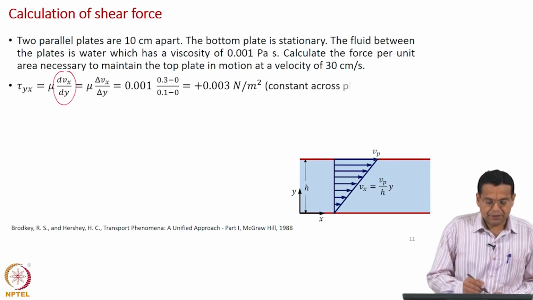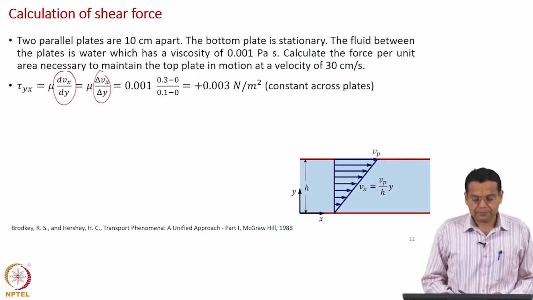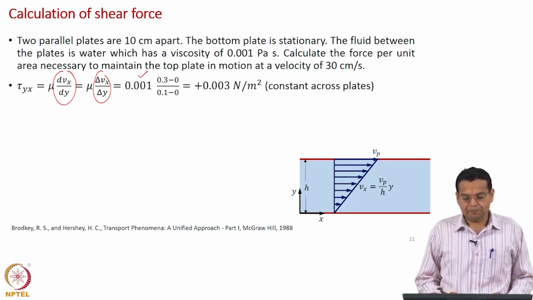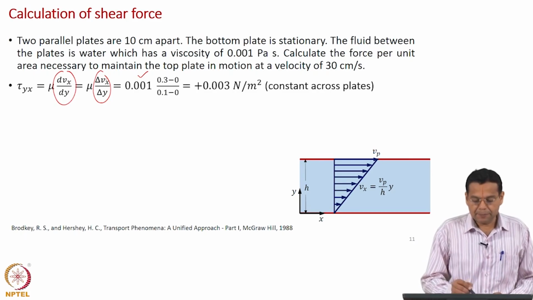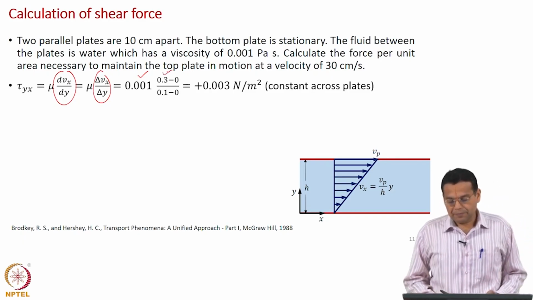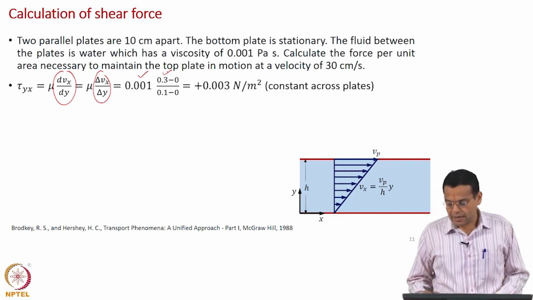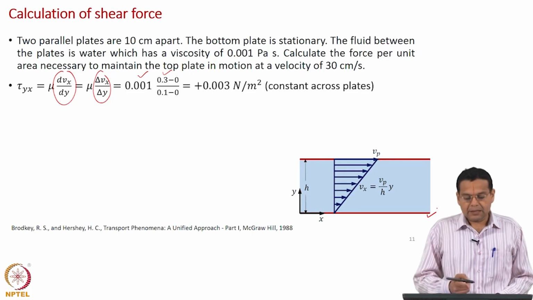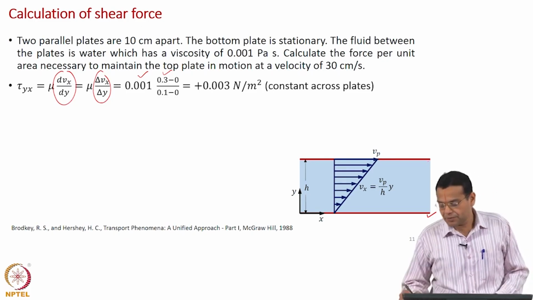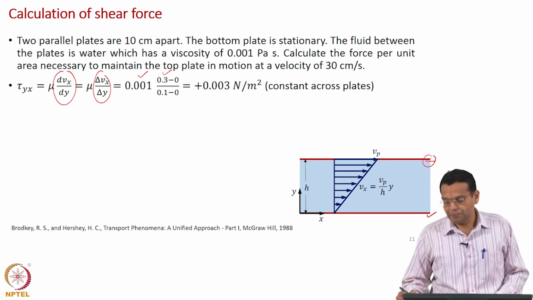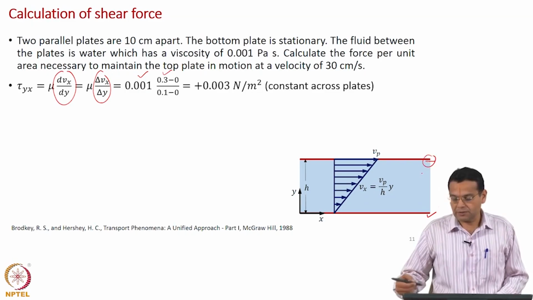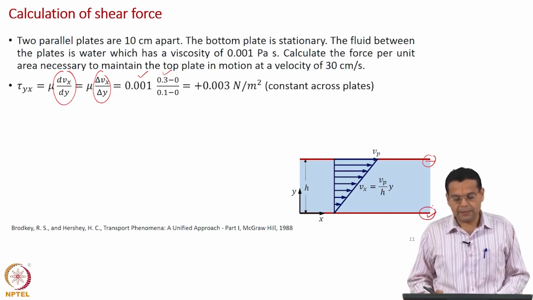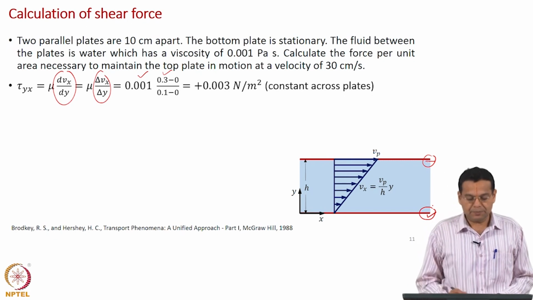Replace this differential in terms of difference, and substitute the values. Mu is given as 0.001 and the velocity difference is 0.3, and here it is 0 because the bottom plate is stationary. Okay. This velocity is the velocity of the fluid that clings to the top plate. So, the velocity of the fluid is the same as the velocity of the plate, so 0.3. Similarly, here the fluid clings to the bottom plate, both their velocities are the same, which is 0.